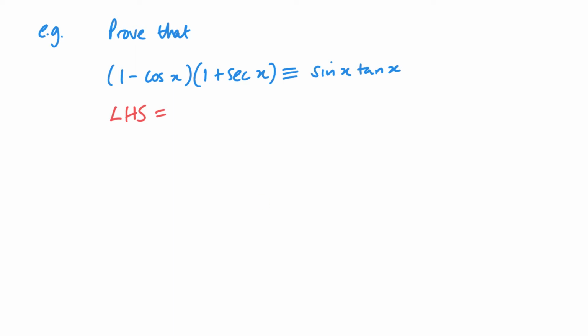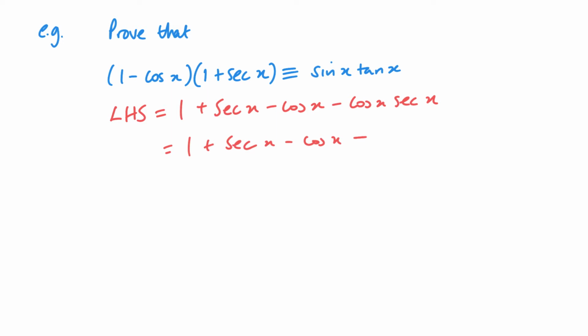So starting from the left hand side, I'm going to expand this bracket. So 1 times 1 is 1. And then I've got 1 times sec x, minus cos x times 1 is minus cos x, and then minus cos x sec x. So the first thing I'm going to deal with is my cos x times my 1 over cos x, that's sec x there. These will cancel, leave me with negative 1, and obviously 1 take away 1 will just leave me with sec x minus cos x. Now sec x is obviously 1 over cos x.